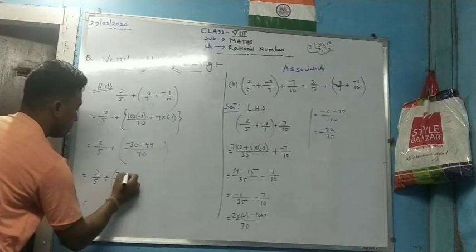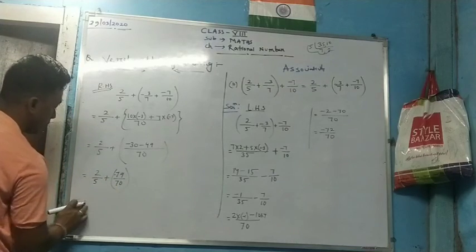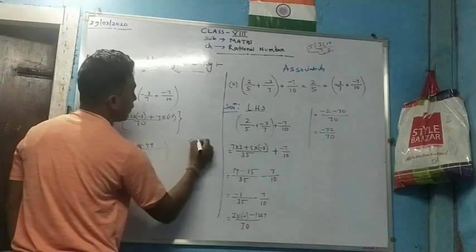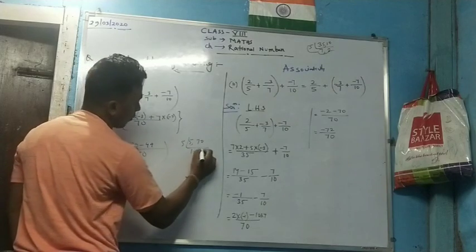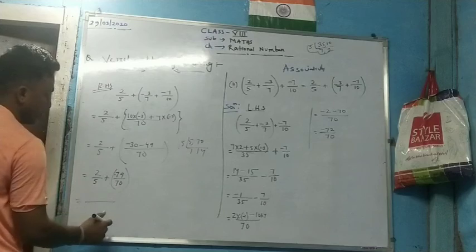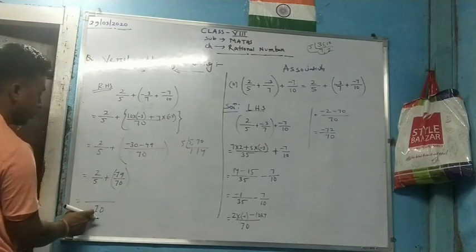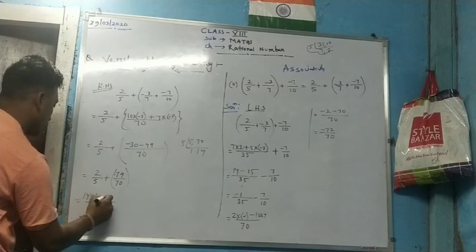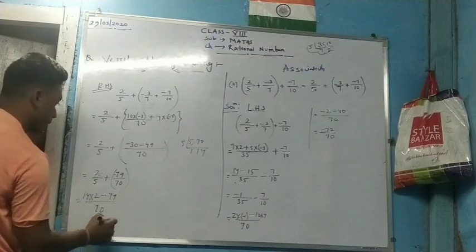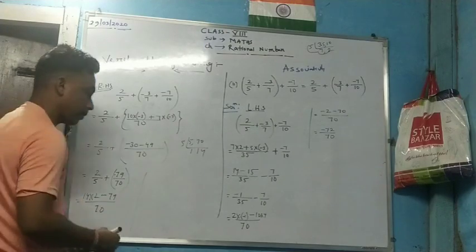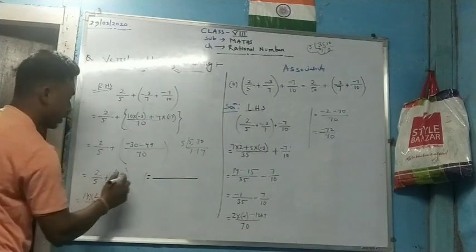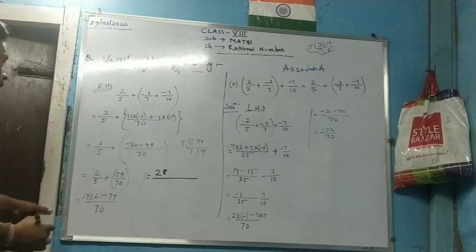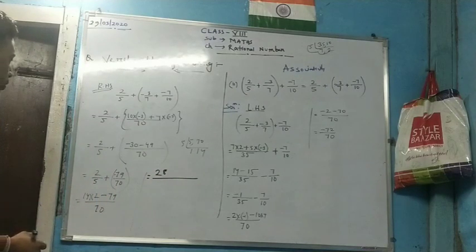So minus 79 by 70. The LCM of 5 and 70 will be 70. 5 into 14, 14 into 2 plus minus 79. 14 2 is 28. Something is wrong, I think so. Just wait a minute. I have done the calculation wrong, I think.